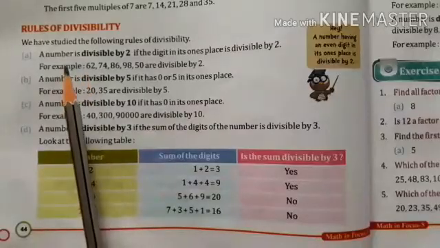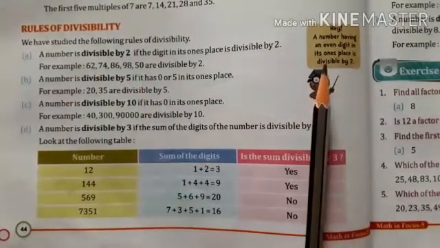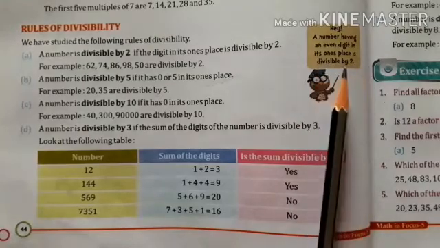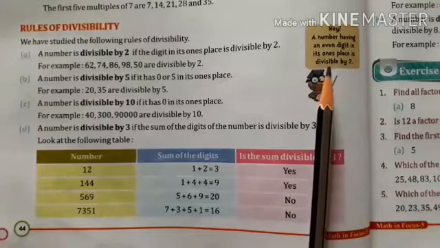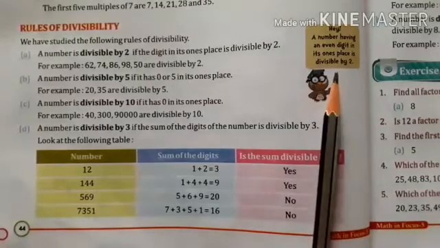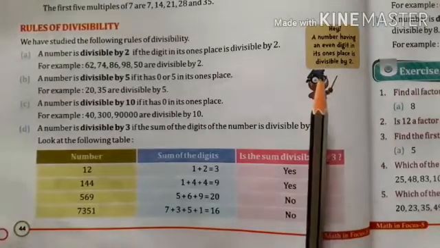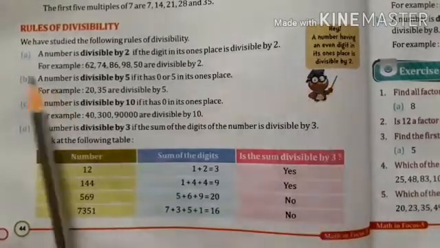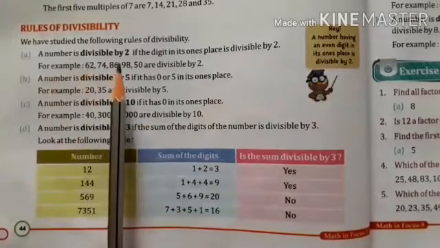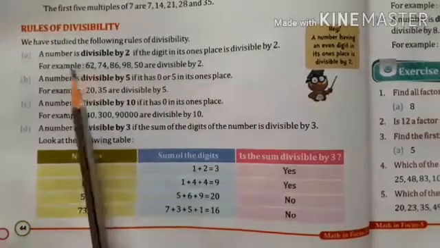Students, now we will discuss the rules of divisibility, okay? First of all, look at here. A number having an even digit in its ones place is divisible by 2. So a number is divisible by 2 when the digit in its ones place is an even digit, okay? We know whether a number is even or odd because multiples of 2 are even numbers and numbers that are not multiples of 2 are odd numbers, okay? So look at here. A number is divisible by 2 if the digit in its ones place is divisible by 2. Look at the examples. 62.